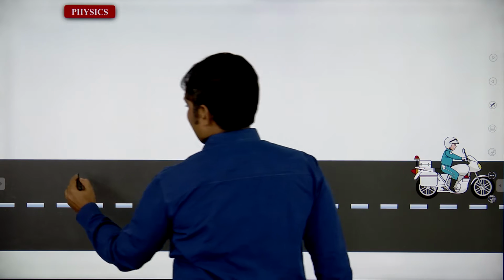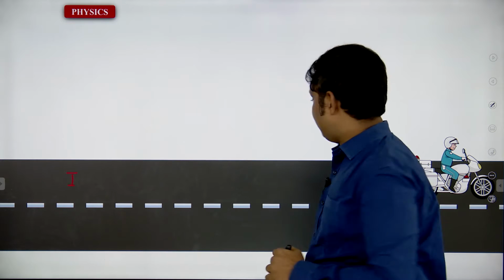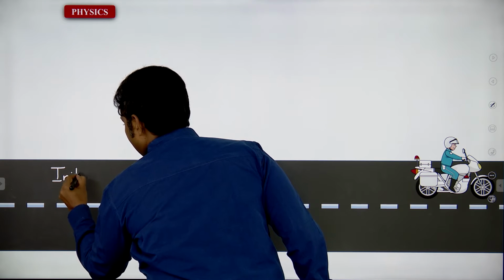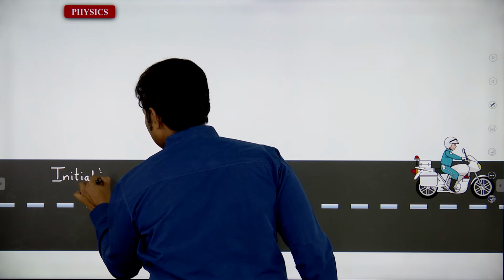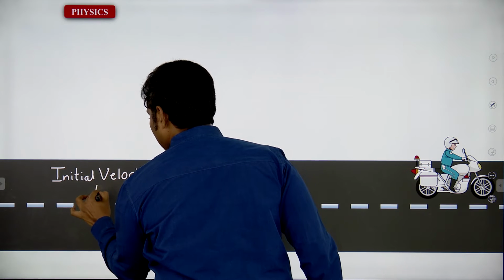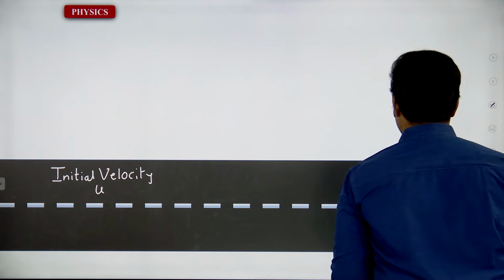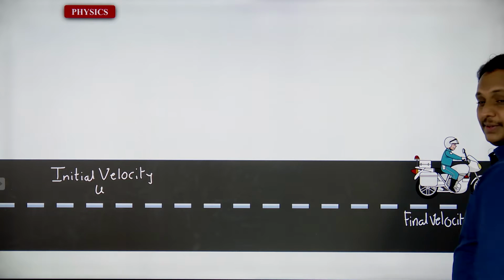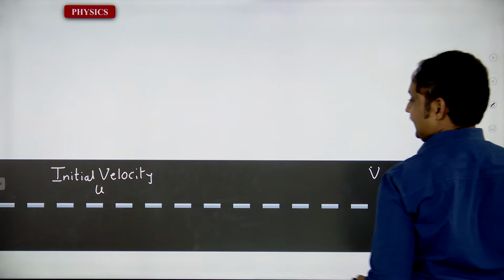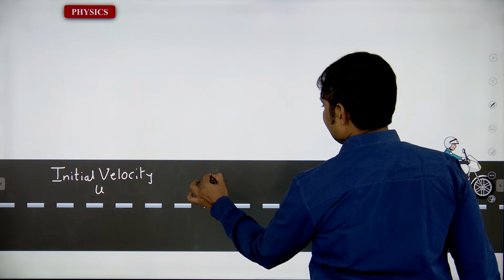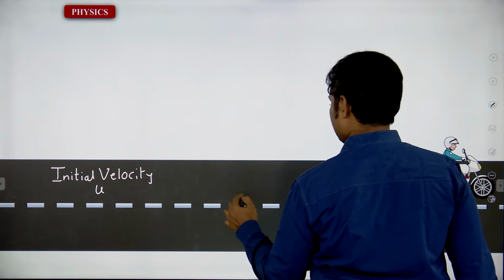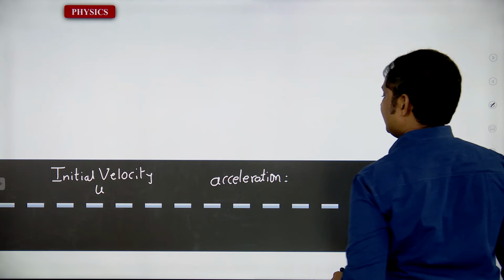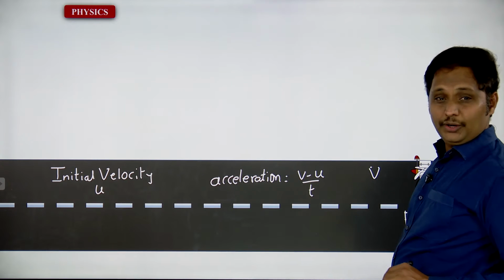You can take the initial velocity, which is going to be u, and the final velocity, which is v. And you will find that acceleration is equal to v minus u by t. It's very clear, we can solve the problem.